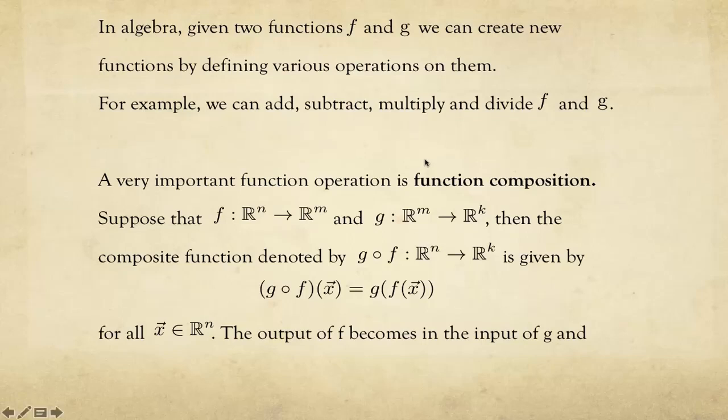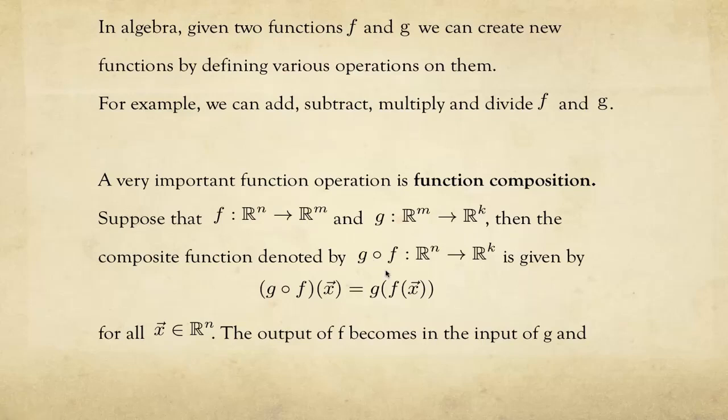If I have two functions, f from Rn to Rm, and g from Rm to Rk, then we can compose them. Notice for us to be able to compose these, the output of f has to be the input of g. So g circle f is the composition of g and f.